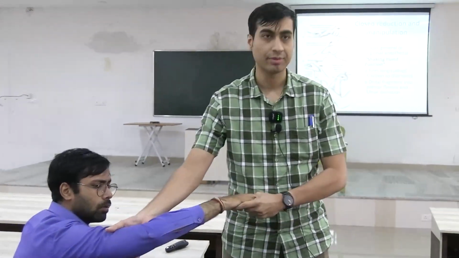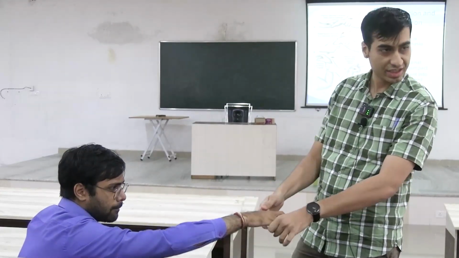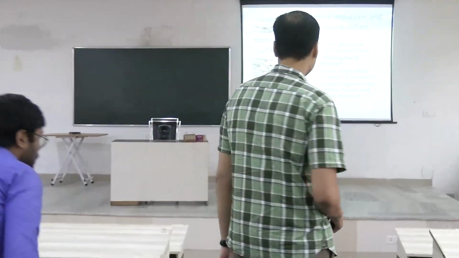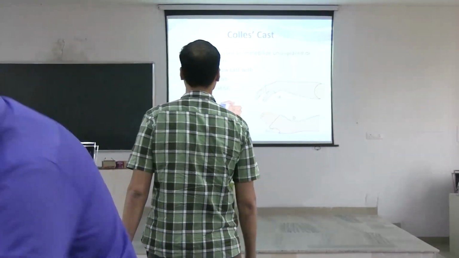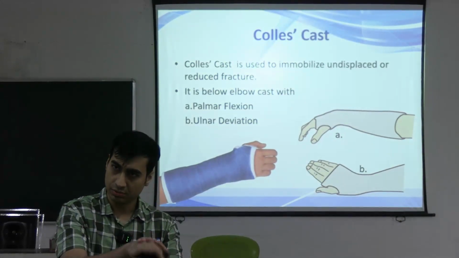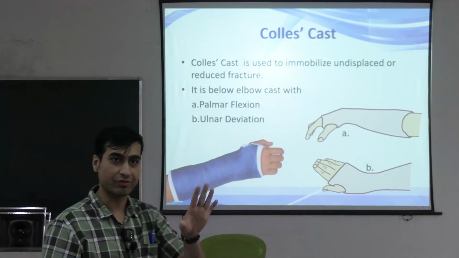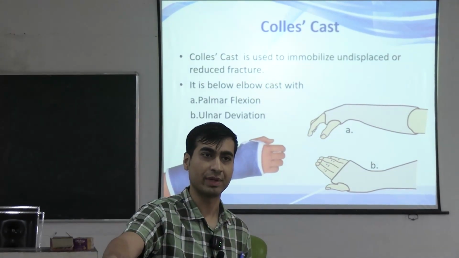Another person holds from the elbow and gives a counter traction, and the person who is going to apply the cast is going to give the corrections and then allow another assistant to hold, and then you are going to wrap a soft roll and then you are going to put a cast. That's all. Okay. Colles cast, see what I told, palmar flexion, this is the palmar flexion, and ulnar deviation. These 2 important things you have to understand. How it is done, I have shown you practically. Okay.